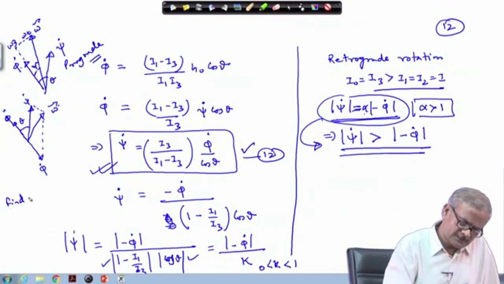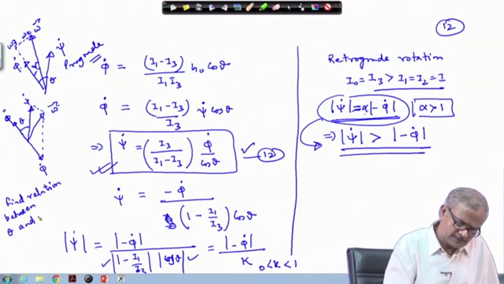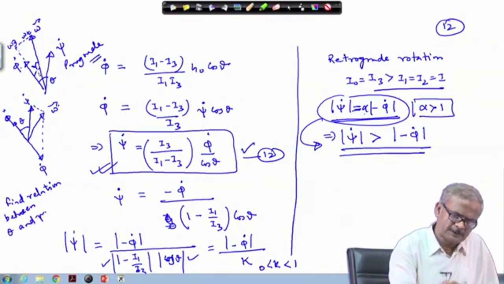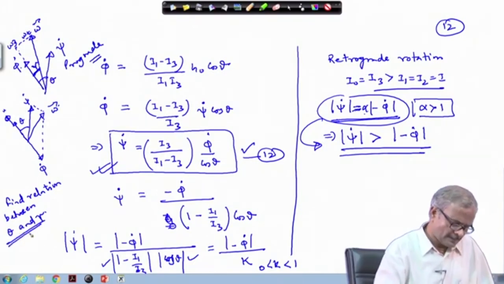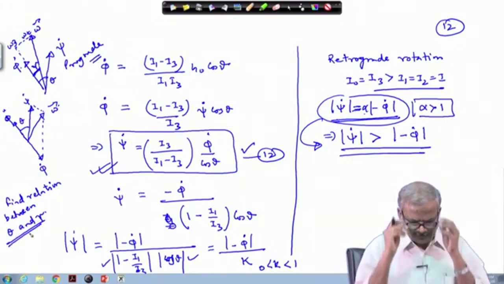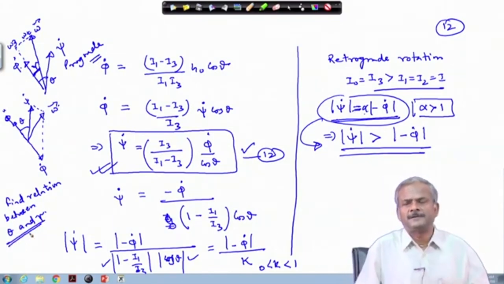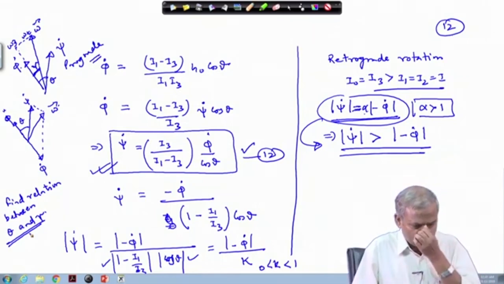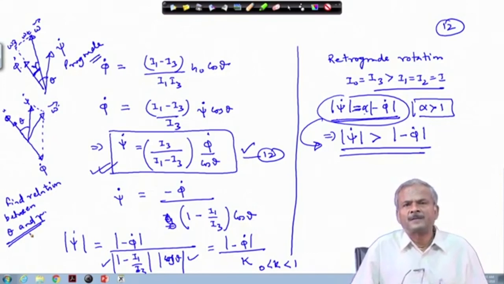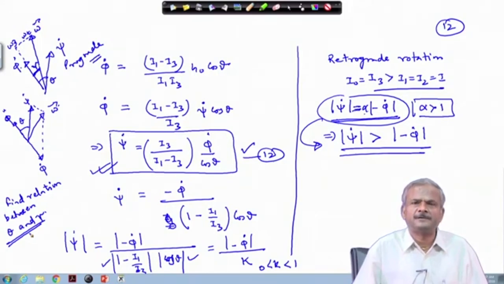As homework, find a relation between theta and gamma, where remember that gamma is the angle between the omega 3 and the omega vector, while theta is the angle between the psi dot and the phi dot vector. So, whatever we have done through the geometry, the same thing we have just derived using the basic formulations for the torque free case in terms of the angular momentum. So, we stop this lecture here and we will continue in the next lecture. Thank you very much.